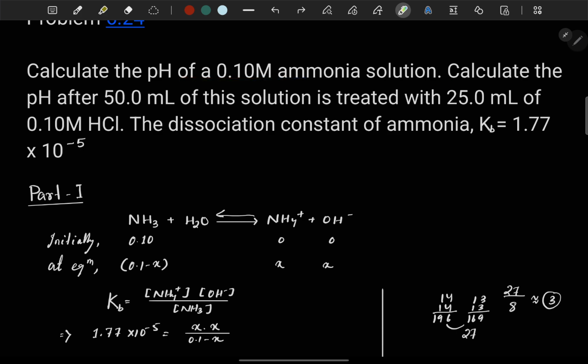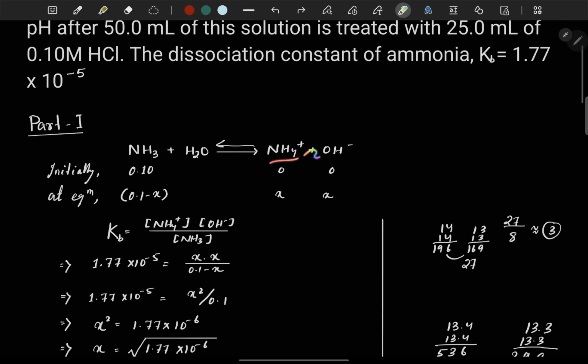We all know when ammonia is treated with water, it produces ammonium ion and hydroxide ion. As per the question, initially we have 0.1 M ammonia and the concentration of ammonium ion and hydroxide ion will be 0. So if one ammonia produces one ammonium ion and one hydroxide ion, X ammonia will produce X ammonium ion and X hydroxide ion. So when X amount of ammonia has reacted, the remaining concentration of ammonia in the reaction mixture will be 0.1 minus X. Initially it was 0, X amount is produced, so it will be X. Similarly, the concentration of OH minus will also be X.